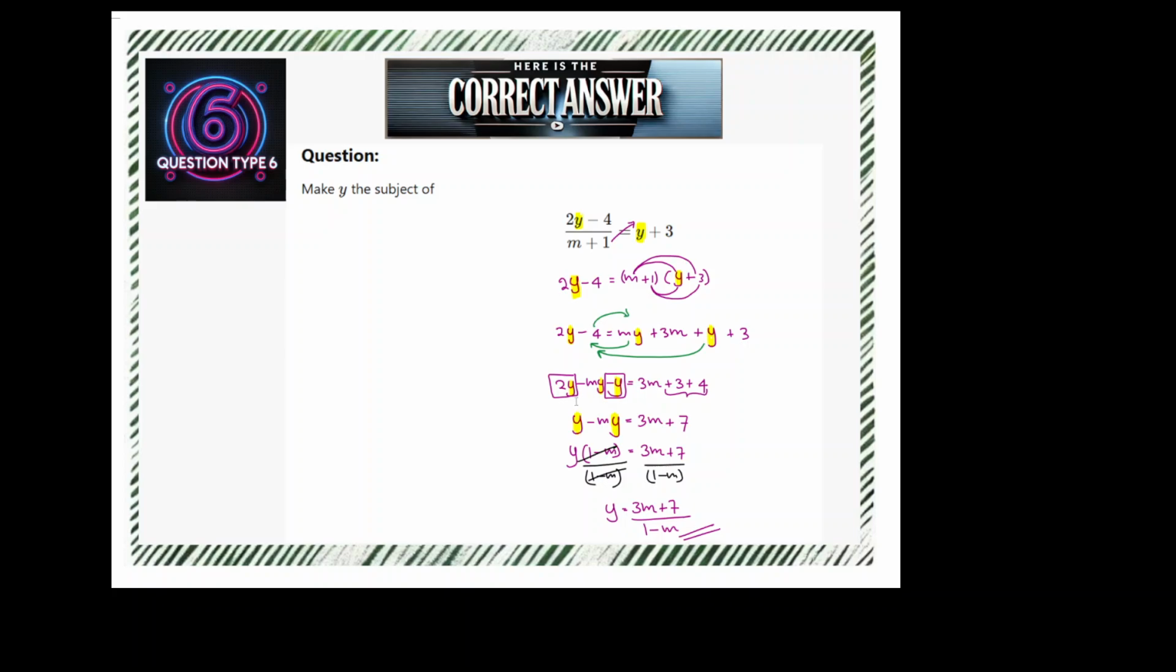Now 2y take away y is y, take away my equals 3m add 3 add 4, the numbers can be combined to get 7. Now I can see all I need to do is factorize it. Take the y out. When you take y out, there was only y, so it's 1, because y times 1 is y. So y times (1 take away m) equals 3m add 7, just divide both sides and you get the answer. If you made any mistake, please correct it. If you got it right, well done, and let's do another question.